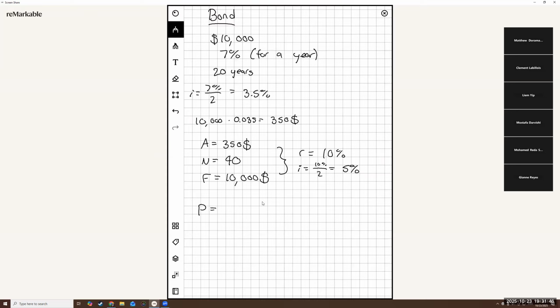Okay, let's start with the annuity. So let's take this $350, convert it to a P value, knowing that it's an A value at 5% interest rate for 40 payments, plus 10,000 that we will convert to P as it is an F value. So we'll use the P/F notation.